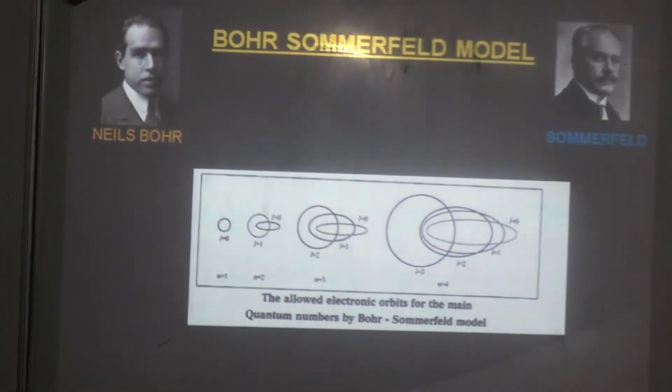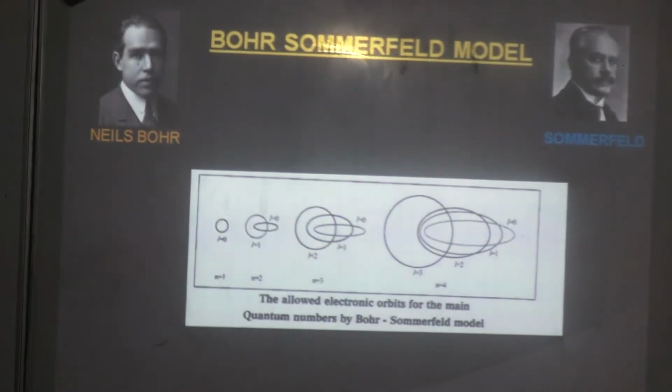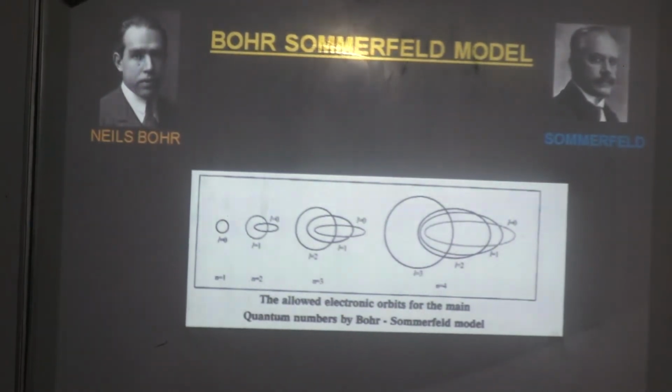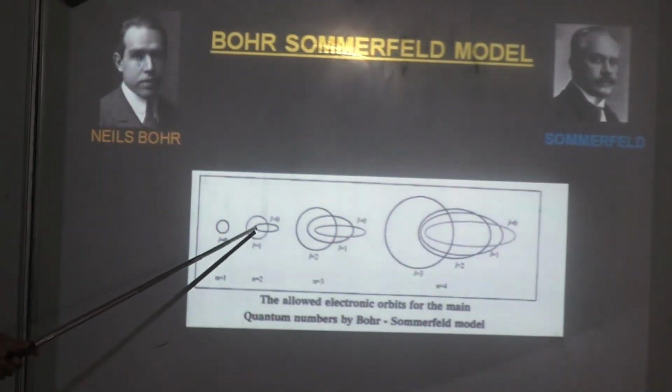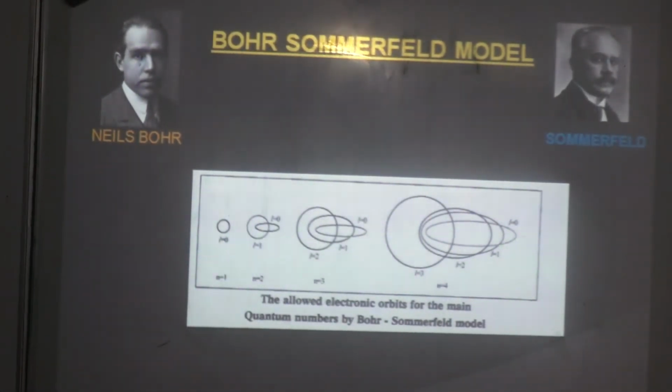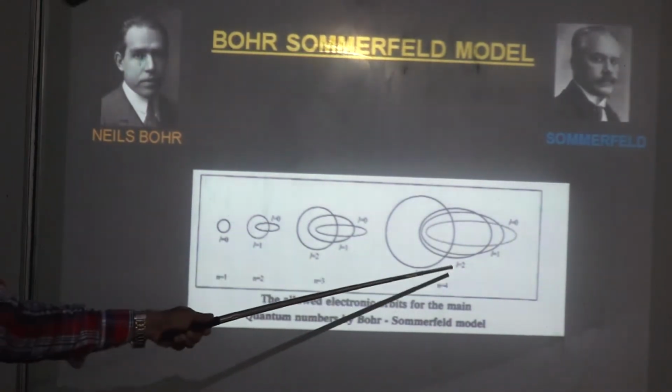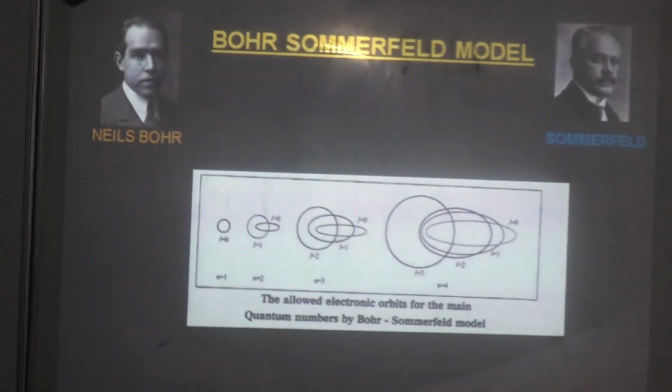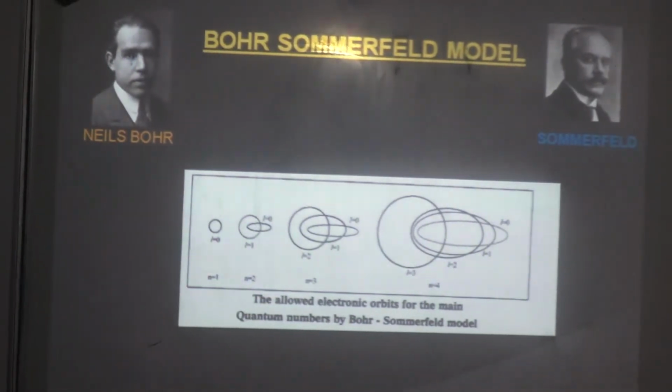He did not give any different conclusions. Only he imagined there may be some elliptical orbits inside the circular orbits, and he named the elliptical orbits as K, but later on they are named as L. So this is called the Bohr-Sommerfeld model.